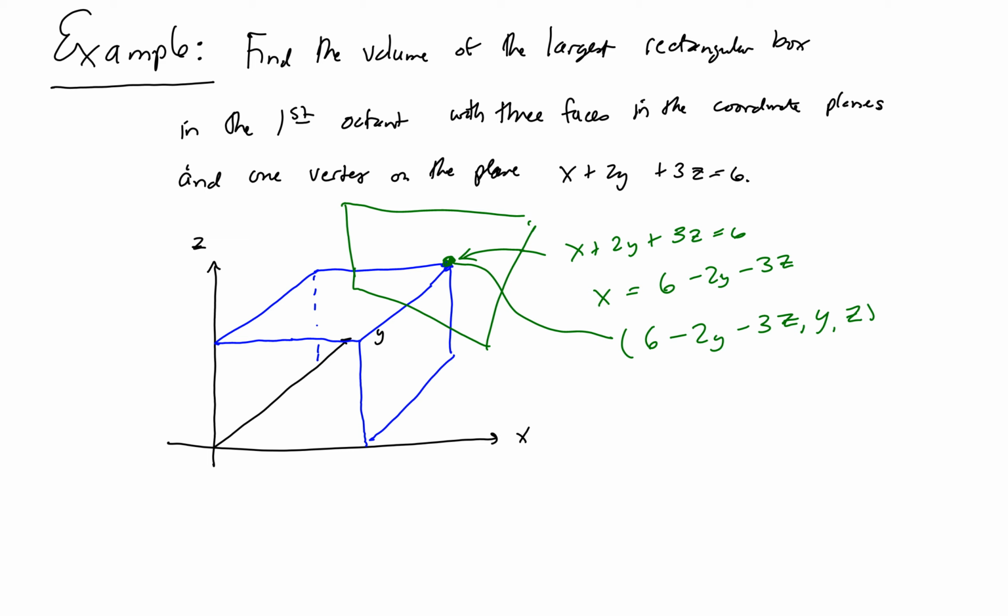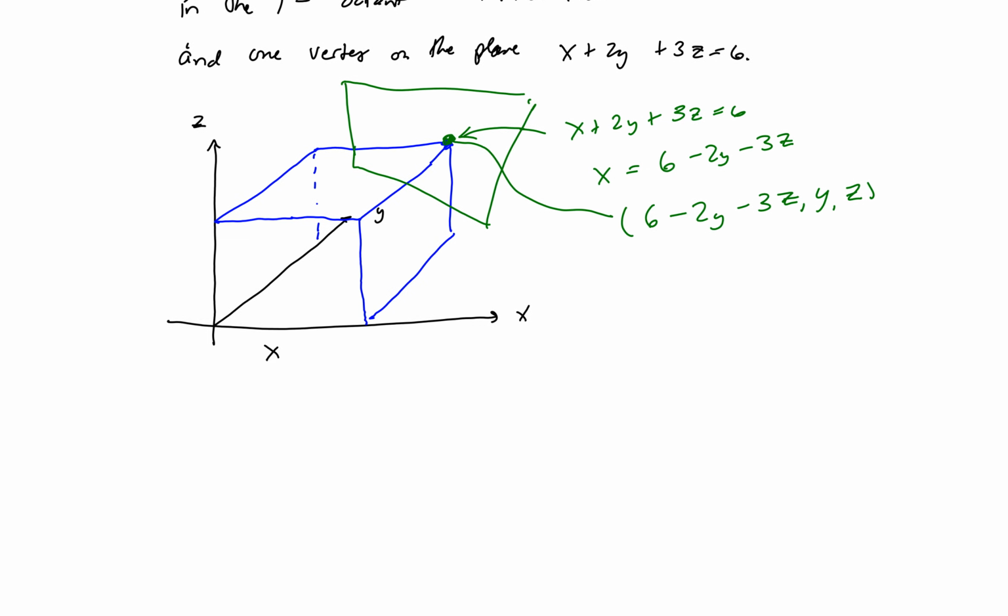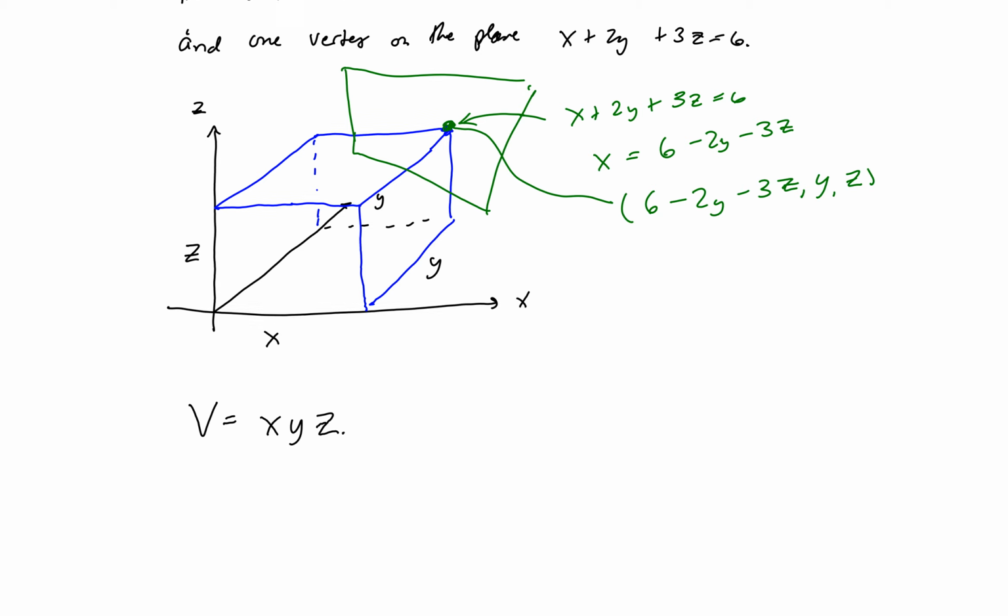Okay, so now let's set up an equation for the volume of this box. So I know this is x, this is y, and this is z. So the volume is x times y times z. But notice this point over here is telling us the x in terms of the others.